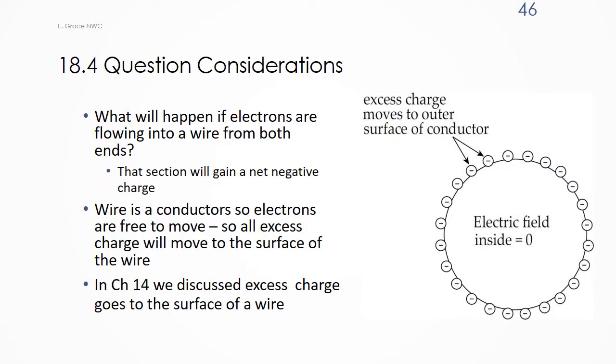So let's think a little bit more. What will happen if electrons are flowing into a wire from both ends? Well, that's going to become a very negatively charged section of wire. And we know wire is a conductor, so electrons are free to move. So all excess charge is going to move to the surface of a wire. So you've got a buildup of charge there, and it moves to the surface, just like we talked about in chapter 14.